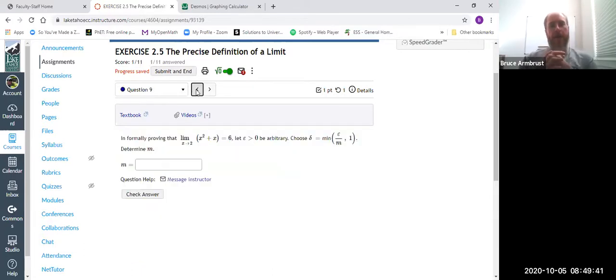So number 9, same idea, but this one we're not graphically doing it. This one we're going to just do it. All right? And so the function we're looking at is x squared plus x as x goes to 2, and they told us that the value is 6. And then they say choose delta to be the minimum of epsilon over m, comma 1, and determine m.